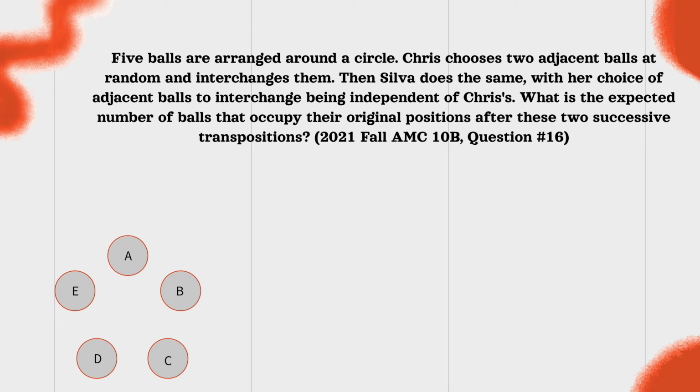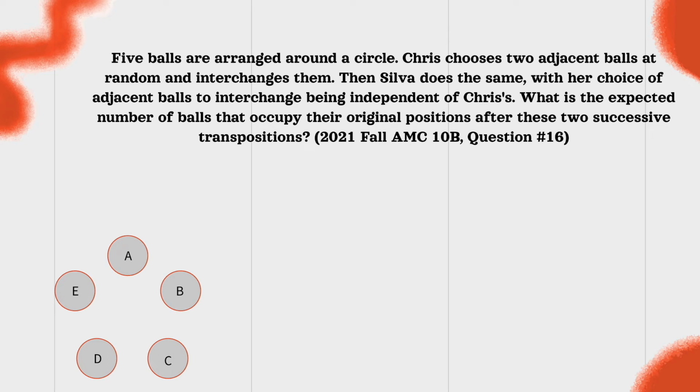Next, let's look at the 2021 Fall AMC 10B question number 16. 5 balls are arranged around a circle. Chris chooses 2 adjacent balls at random and interchanges them. Then Silva does the same, with her choice of adjacent balls to interchange being independent of Chris's. What is the expected number of balls that occupy their original positions after these 2 successive transpositions? I've depicted the situation in the bottom left.